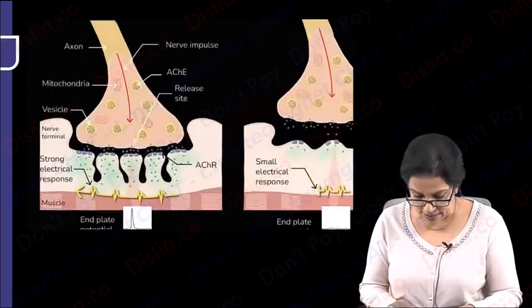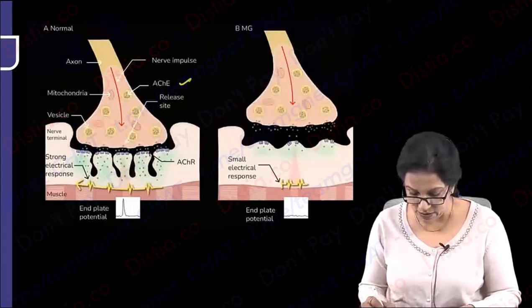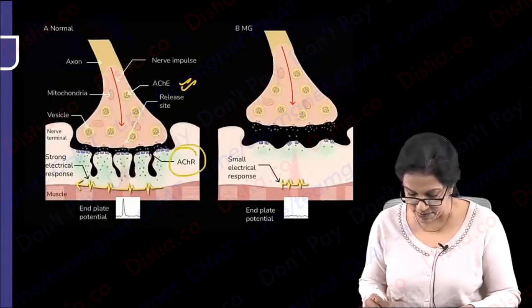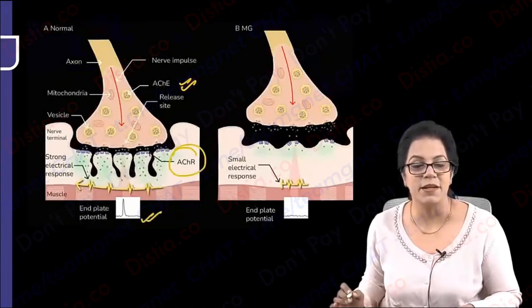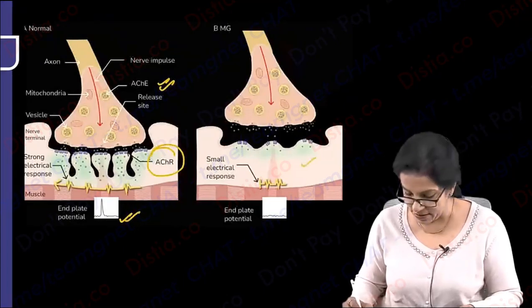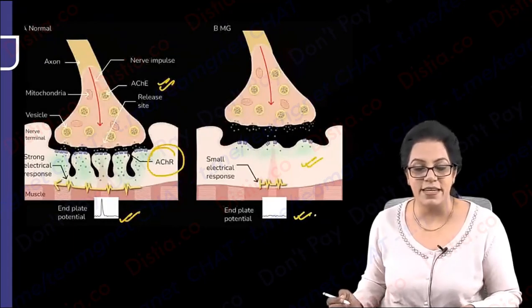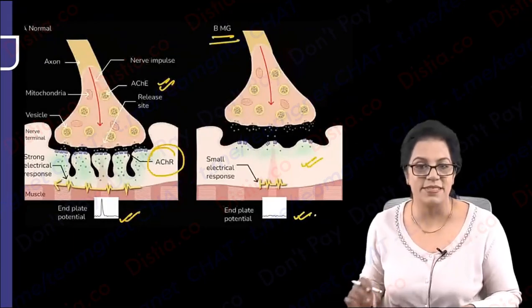Have a look at this diagram. It will be very clear how the axon, this is the nerve end, acetylcholine which is released here acting on the receptor, and this is the potential created. But when there are antibodies against the receptors, the end plate potential becomes flat. Right? So this is what is myasthenia gravis.